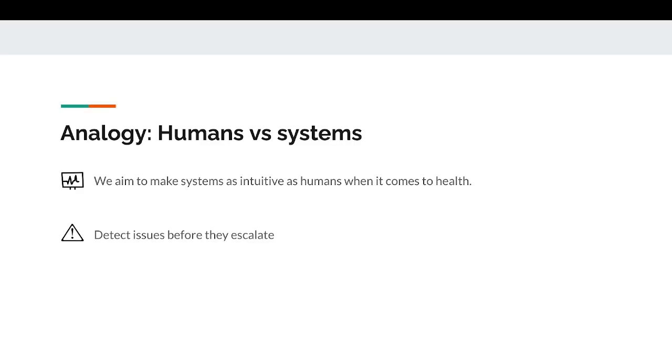So let's say we are not feeling well. We try to consult a doctor before things get worse, right? So the same principle applies to modern computer systems. We try to observe the health of the system, define some thresholds, and react accordingly when things are not working correctly. So the idea is to recover the system as fast as possible before things get worse.